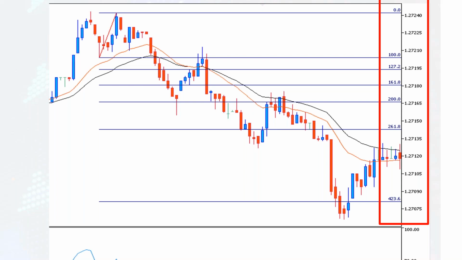So we consider it as a level 0, and then we consider it as the start of the initial move, and then 100% is the end of the move, and the subsequent levels indicate where the price could extend to following the retracement. So these extensions, as you see here, we have 127, 161, 200, 261. Okay, these extensions help traders forecast how far the price could go, enabling them to set strategic profit targets and manage risk more effectively.